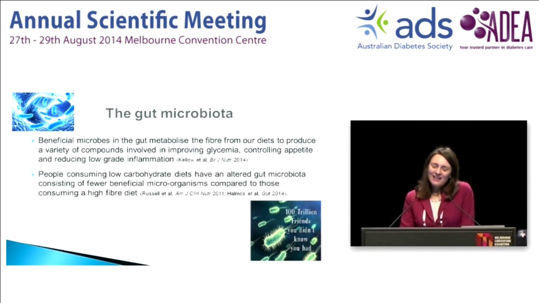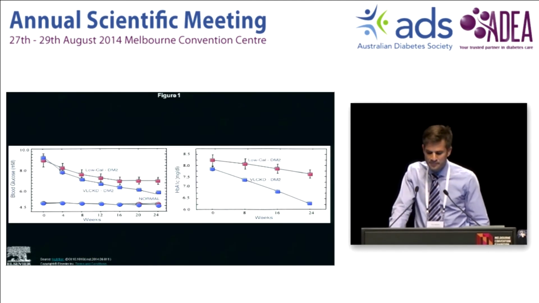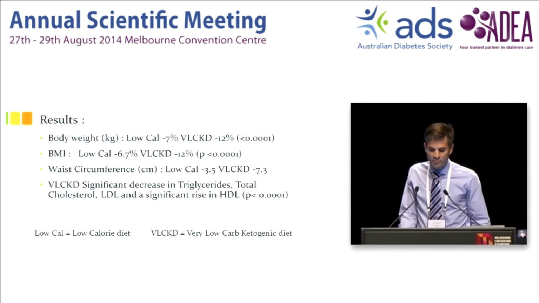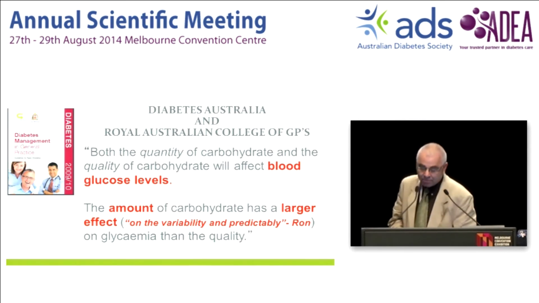But the bottom line is that people consuming low carbohydrate diets, we know they've got an altered gut bacteria. They have fewer beneficial microorganisms compared to those eating a high fibre diet. The very low carbohydrate ketogenic diet delivered lower blood glucose, and it also demonstrated better improvements in HbA1c. It also had more body weight loss, the BMI was reduced, waist circumference was reduced, and there were also significant reductions in atherogenic dyslipidemia.